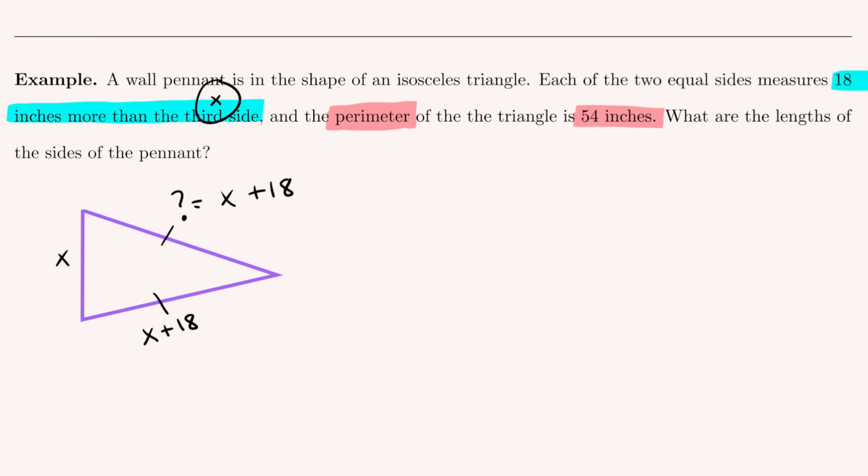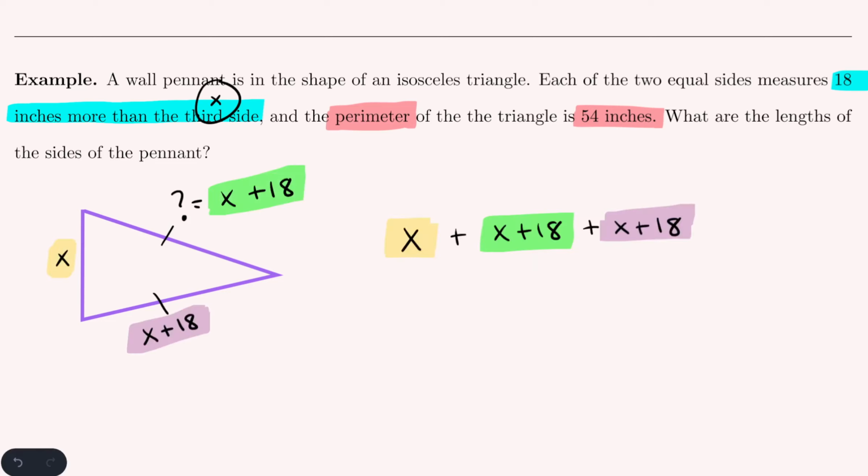Now we're almost to the point where we can connect all this. If you measured all the side lengths together, x plus 18 plus x plus 18, that is the distance all the way around the triangle, which is equivalent to the perimeter. But we know the perimeter is specifically, in this example, 54 inches from the problem statement. Now the question that we're trying to solve is, what are the lengths of the sides of the pennant?